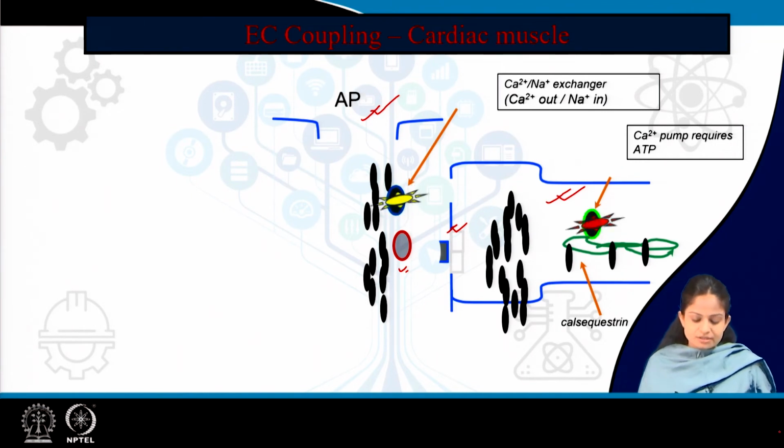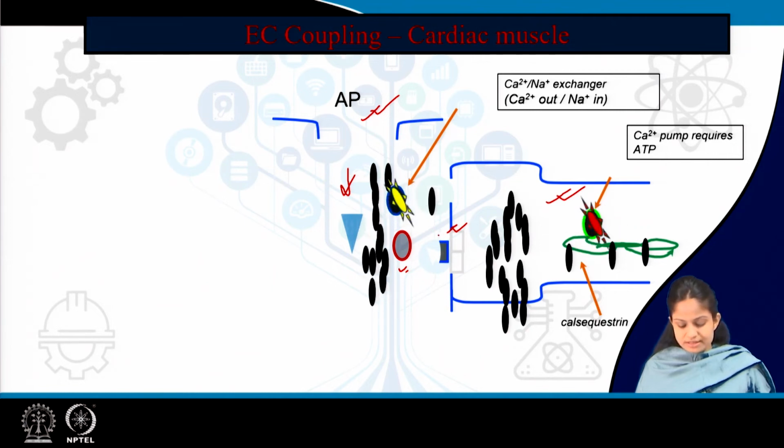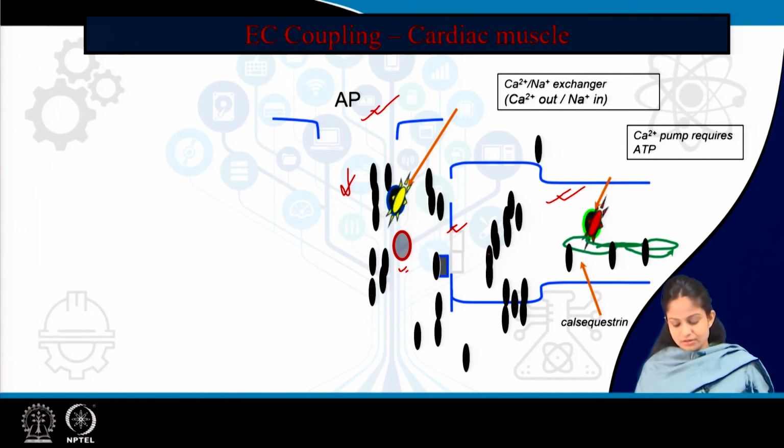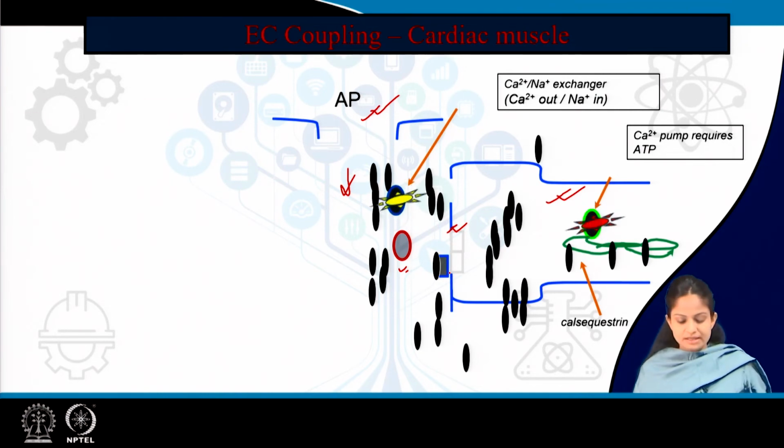Now, whenever there is generation of action potentials, we can see that because of this action potential calcium ions enter through this L type of calcium channels, and that will trigger calcium release from the sarcoplasmic reticulum with the help of ryanodine receptors. So, a larger amount of calcium gets released from the sarcoplasmic reticulum.